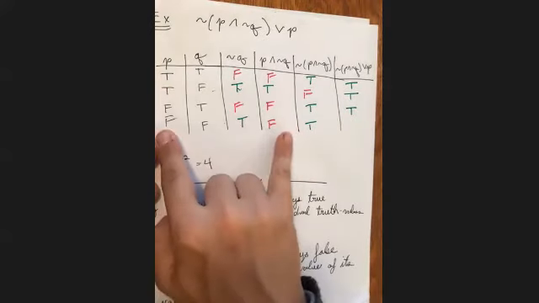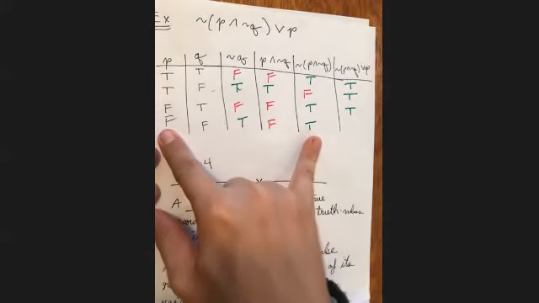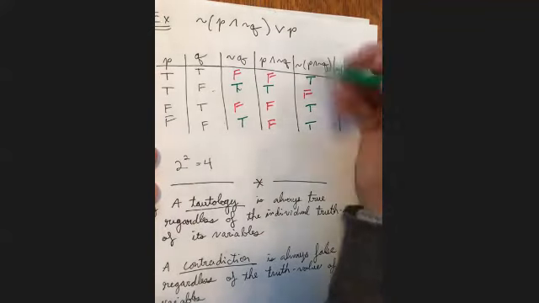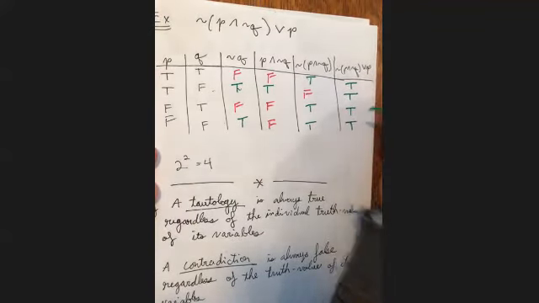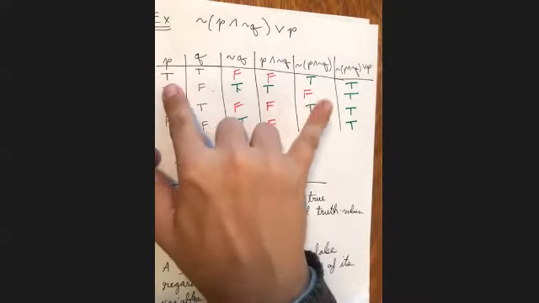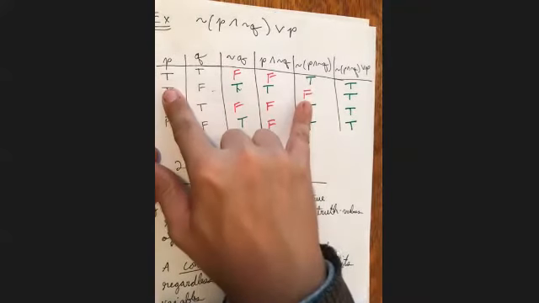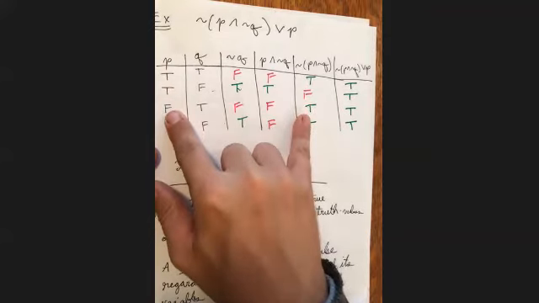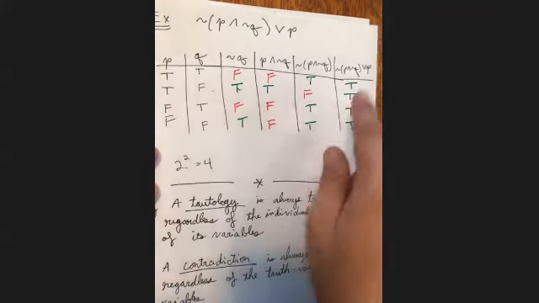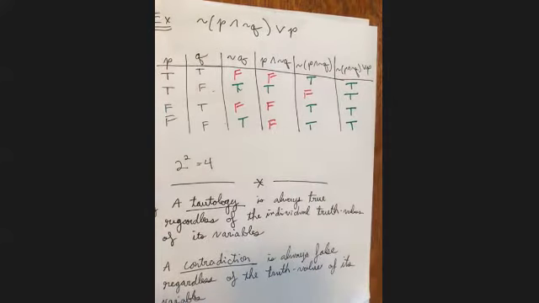And then false and true gives us a true again. So make sure you check that. True and true, at least one true, true, false, false, true, false, true. So at the very last column, we got nothing but trues.